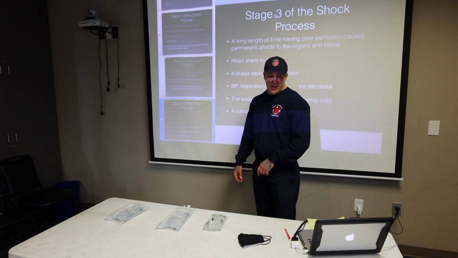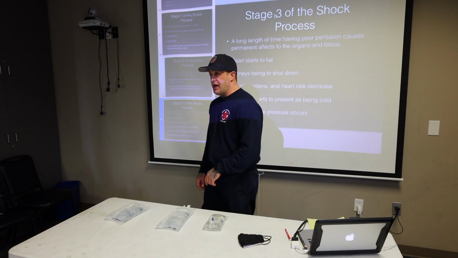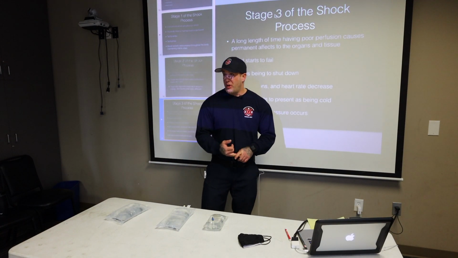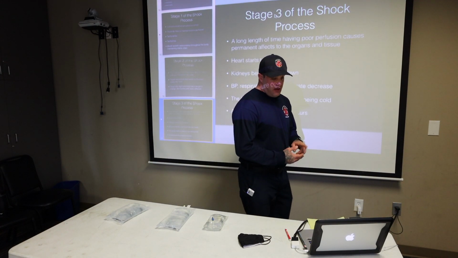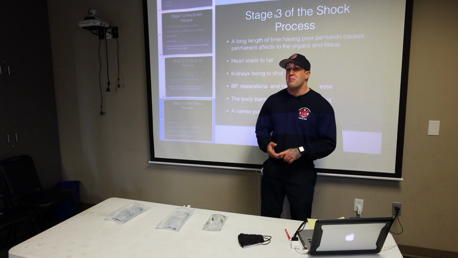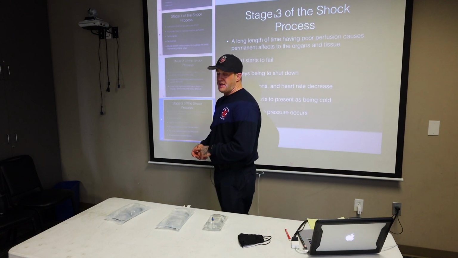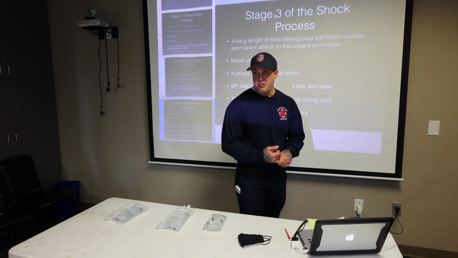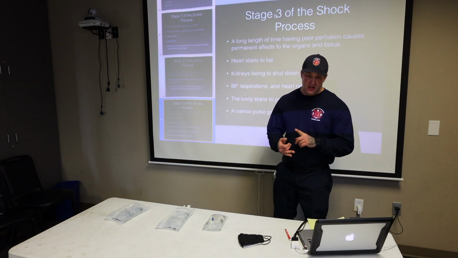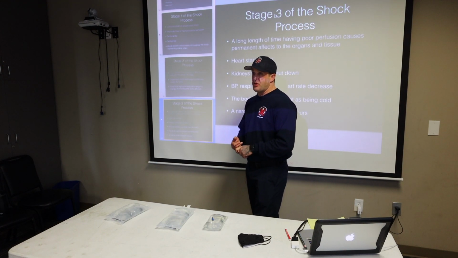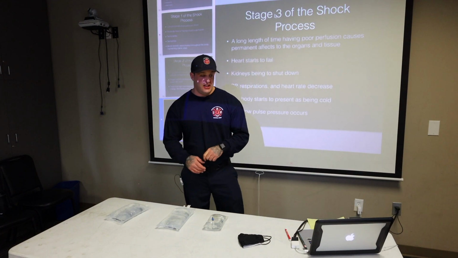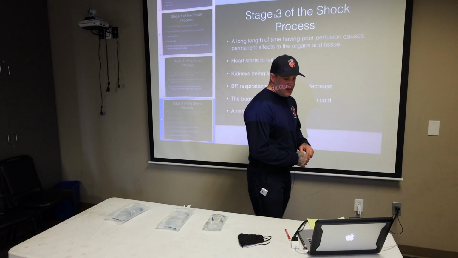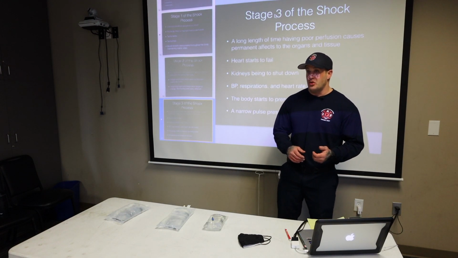Stage 3: you've been in this stage for a long time. We either have internal bleeding or we haven't corrected the problem. Long-term poor perfusion causes permanent organ and tissue damage and failure. So we're looking at the heart starting to fail, and the kidneys no longer can perfuse and circulate the blood, and they start to shut down. Your BP, your respirations, and your heart all start to decrease. The body starts to present as cold, pale, and cool.